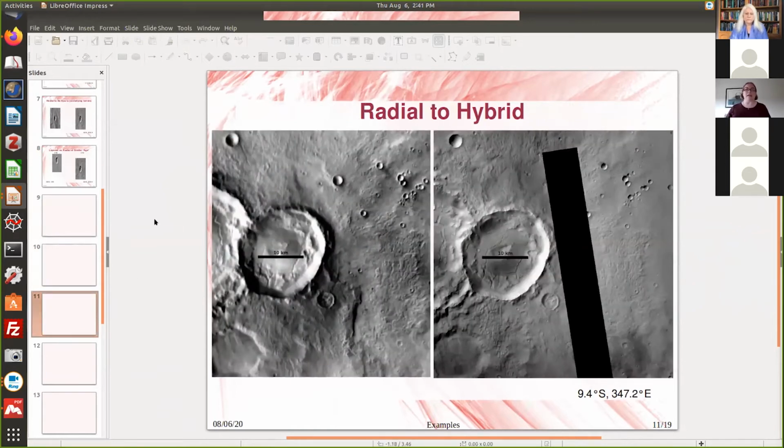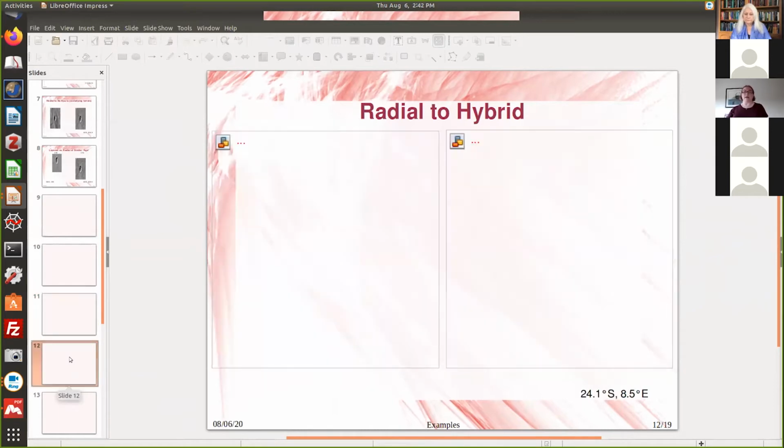And then this one went from radial to hybrid. And again, you can pretty clearly see some of the radial aspects in the Themis imaging. But when you get that higher resolution of the CTX, you see that some of these features farther away from the crater actually have that little bit more layered morphology, with a little bit more sinuous and flow looking. So that was why that one went in that direction.